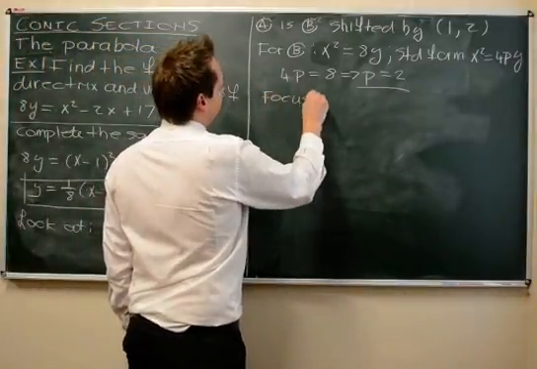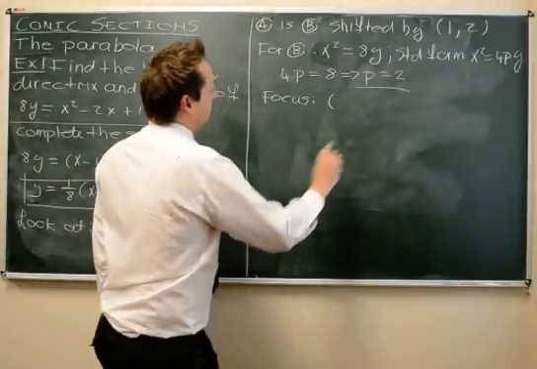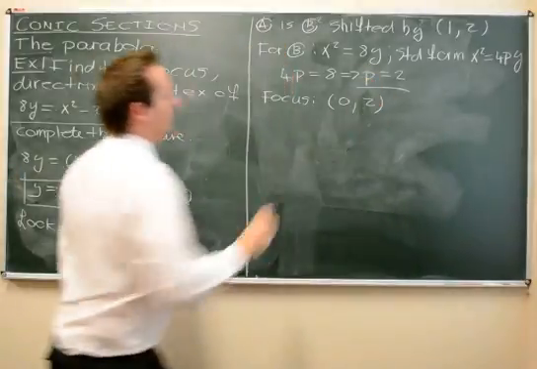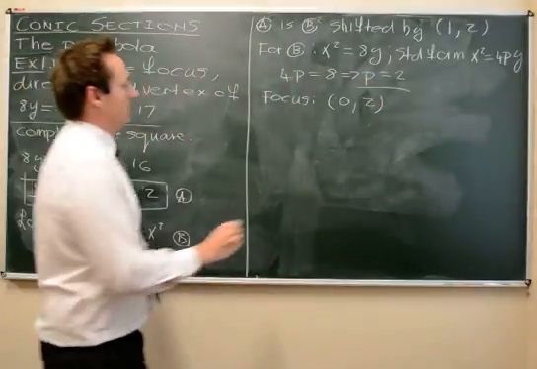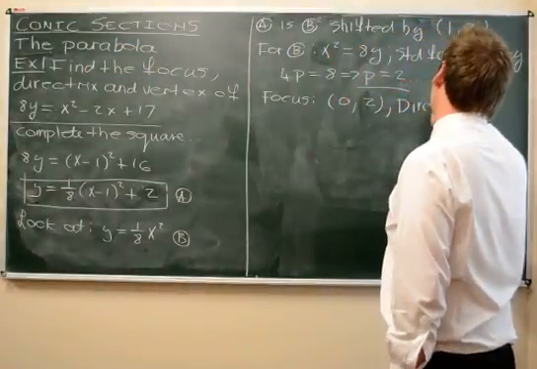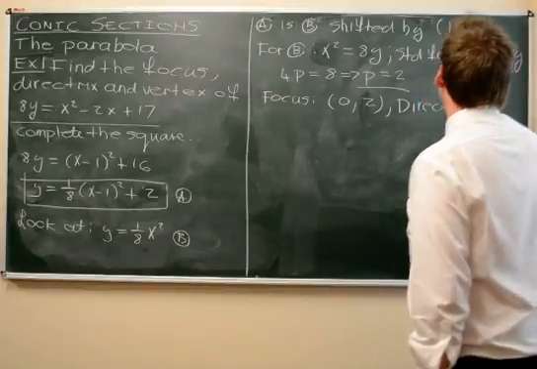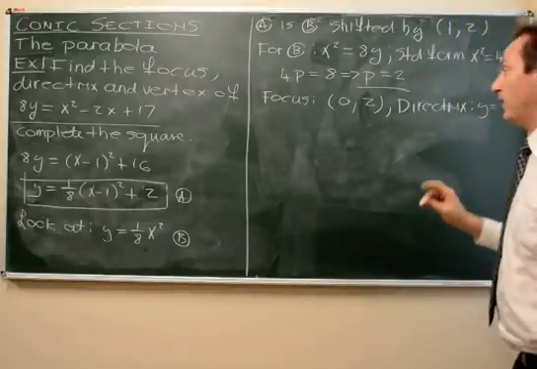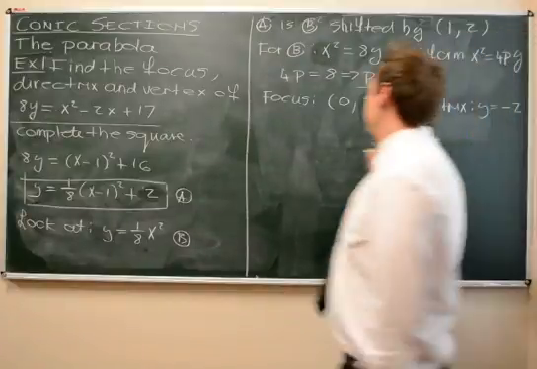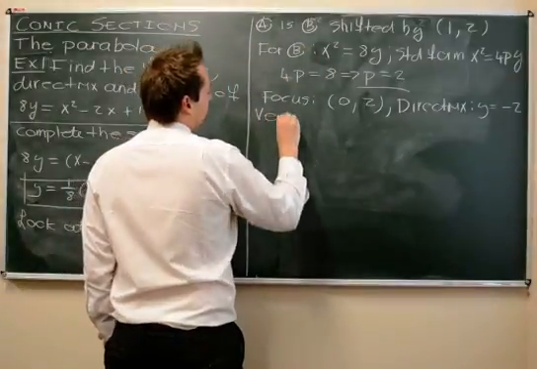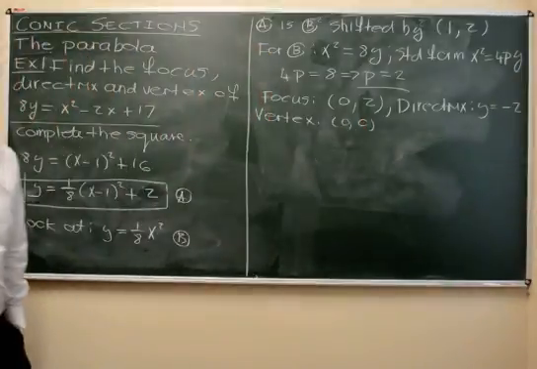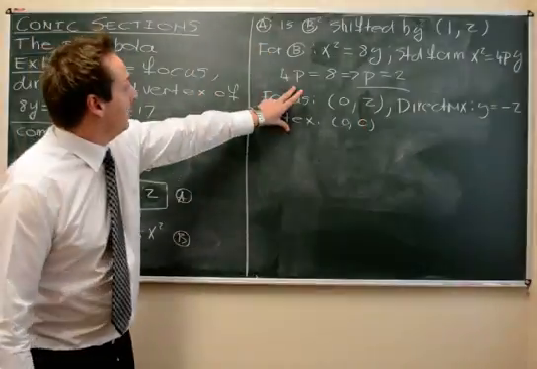So where will the focus be? The focus is at (0, p), so the focus is at (0, 2). The directrix will be y is equal to minus p, so y is equal to minus 2. And of course, the vertex is just (0, 0). So that is what we have for B.